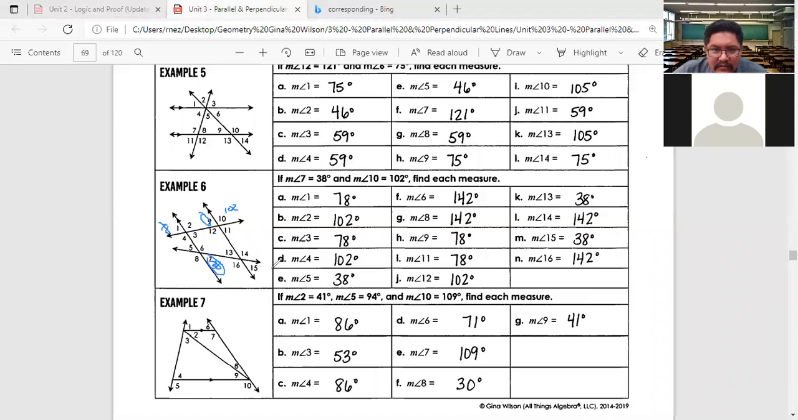Angle 14, so, okay, this is 142. How did they get that? Well, we know 13 must also be 38. And 13 and 14, add those together, they come out to 180. So 180 minus 38 would be how much we have here on angle 14, which is 142 degrees. Angle 15 forms a linear pair with 14, so that'll also be 38 degrees. 14 and 16 are vertical angles, so they would also be congruent.